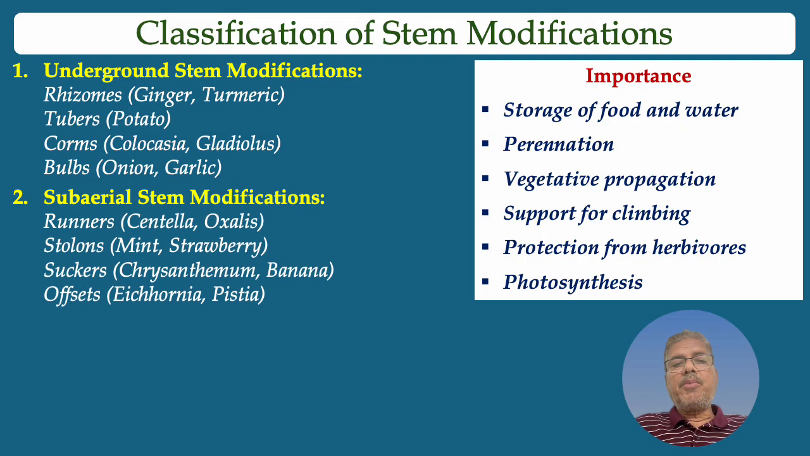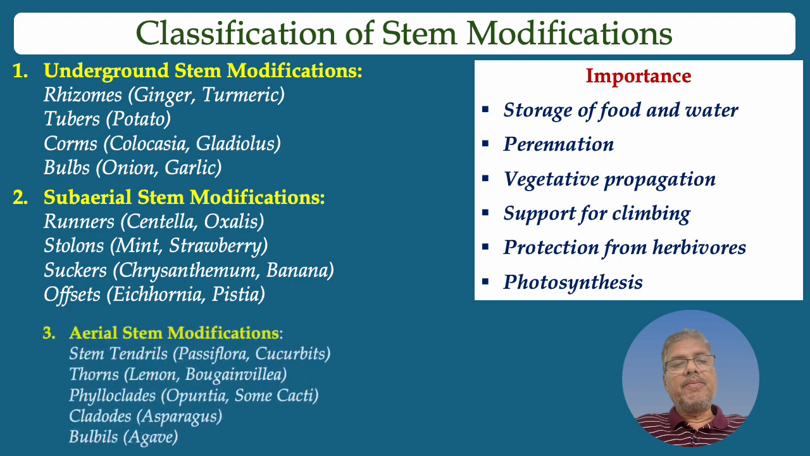In underground stem modifications, the stems grow entirely or mostly beneath the soil surface. Their primary functions often include storage of food, perennation, that is survival during unfavorable conditions like winter or drought, and vegetative propagation. Examples include rhizomes, tubers, corms, and bulbils.